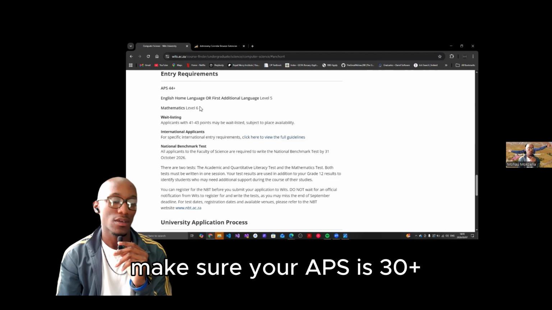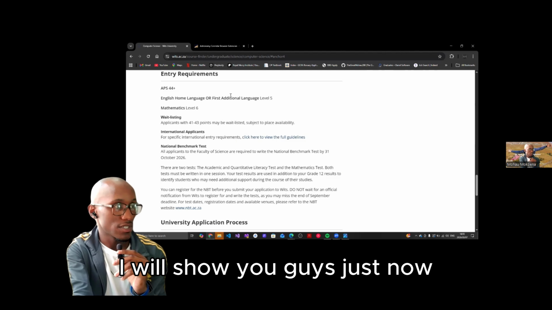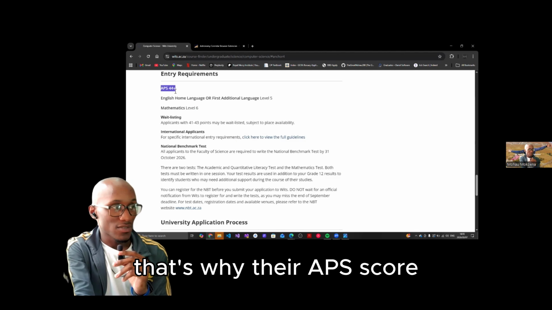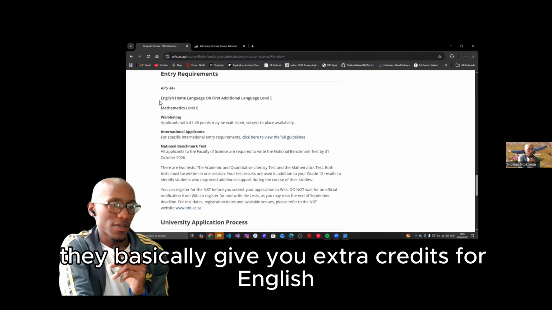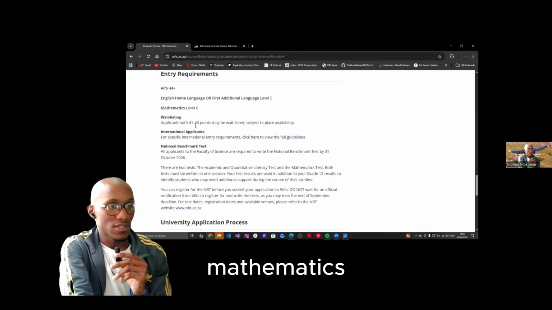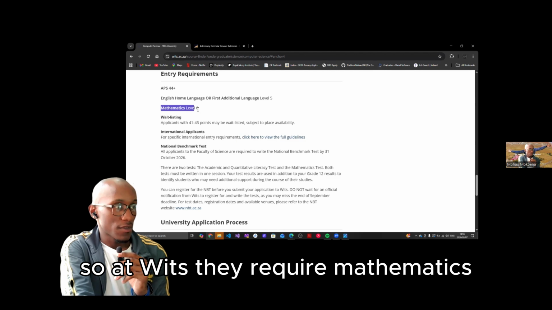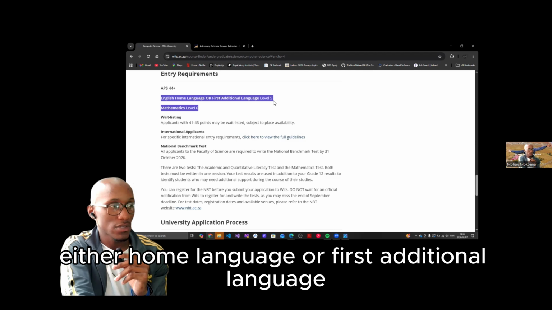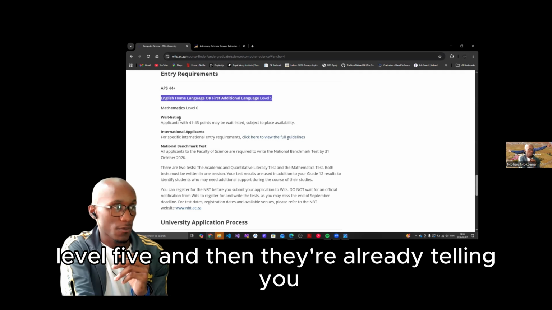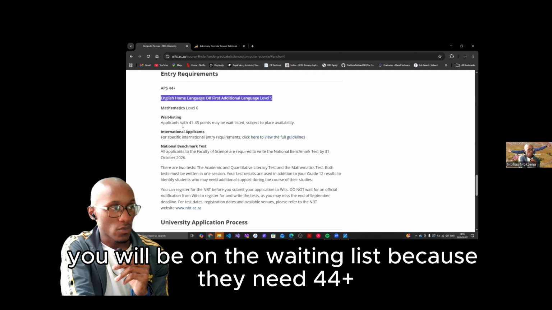make sure your APS is 30 plus, but then at WITS, they also calculate the APS differently. I will show you just now, hence why their APS score is always higher, okay? It's always higher because they calculate it differently. They basically give you extra credits for English, mathematics, and they also give you credit for life orientation. So at WITS, they require mathematics level 6, and English, either home language or first additional language, they need level 5. And they're already telling you if you have an APS between 41 and 43, you will be on the waiting list because they need 44 plus.